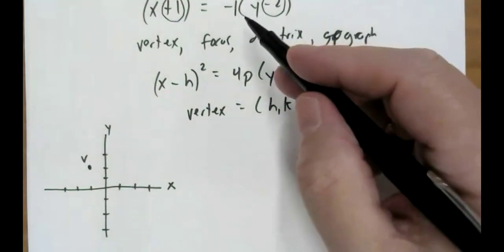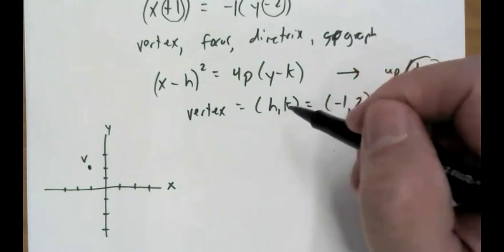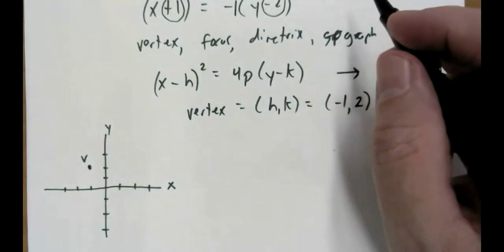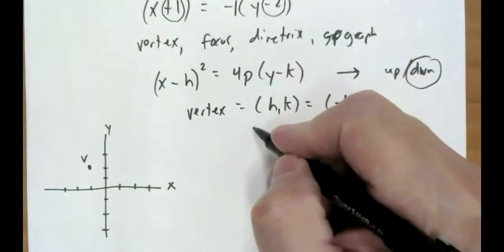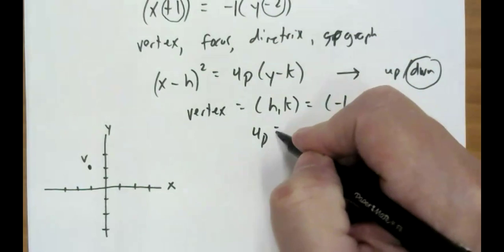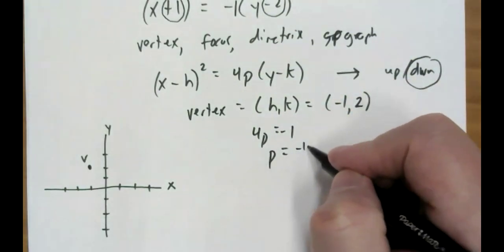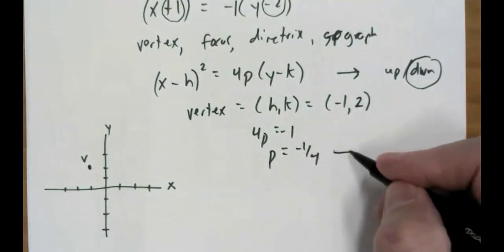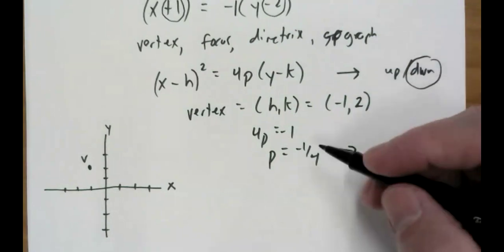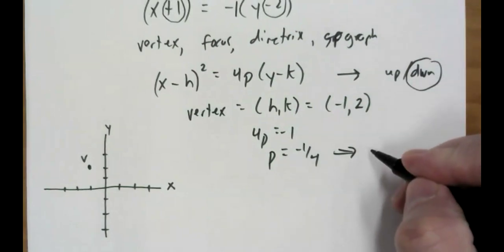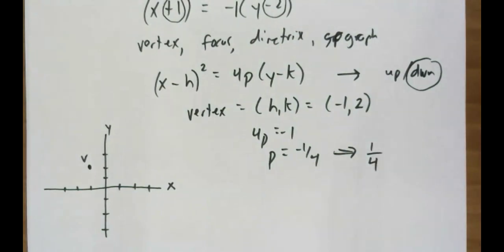Now, let's go find the value of P. If I know the vertex and the value of P, I've got everything I need to complete this problem. So for P, it's -1/4. Now for me, I don't really think of P as being a negative number, because P is just the distance you use. So I really say to myself, P is 1/4.